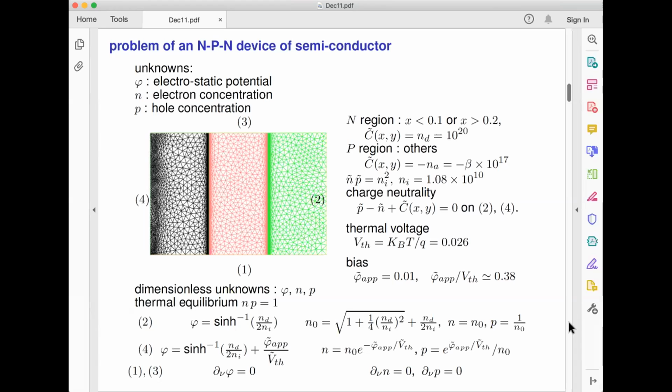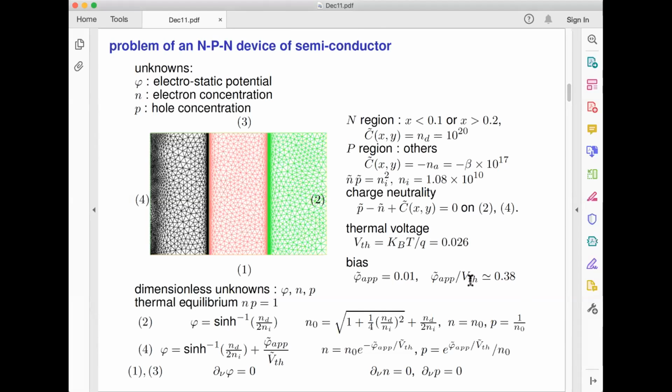The boundary conditions consist of two different kinds. One is simple, just Dirichlet or Neumann. For boundaries 2 and 4, we put the Dirichlet boundary condition, which satisfies the so-called thermal equilibrium. At thermal equilibrium, the product of the non-dimensionalized n and p is equal to 1. And with a little calculation, we can get the appropriate value of the electrostatic potential to satisfy thermal equilibrium. This is an inhomogeneous Dirichlet boundary data. And on the bottom and top boundaries, 1 and 3, we put a zero Neumann boundary condition. So we would like to solve the diffusion system with these boundary conditions.